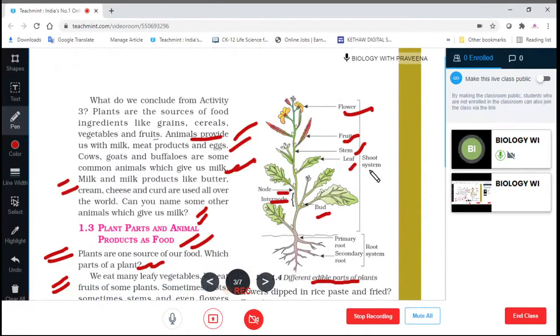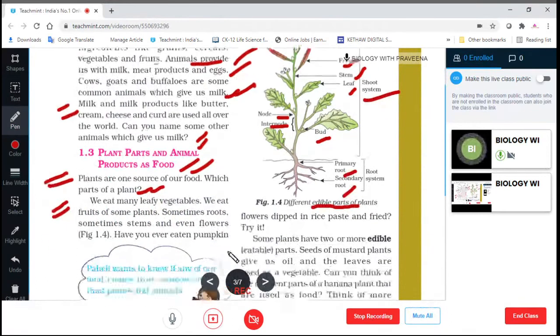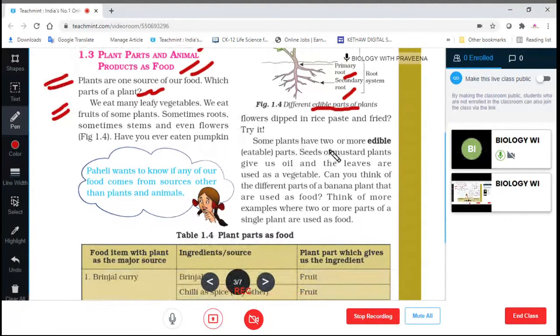These all come under the shoot system, and the root system includes the primary root and secondary roots. Have you ever eaten pumpkin flowers dipped in rice paste and fried? Try it. Some plants have two or more edible parts.